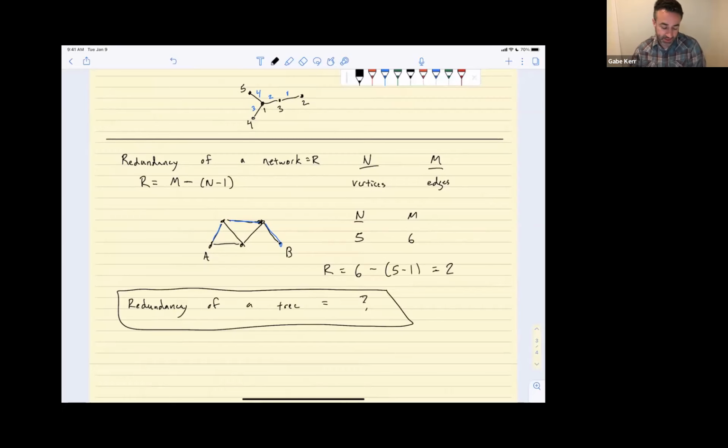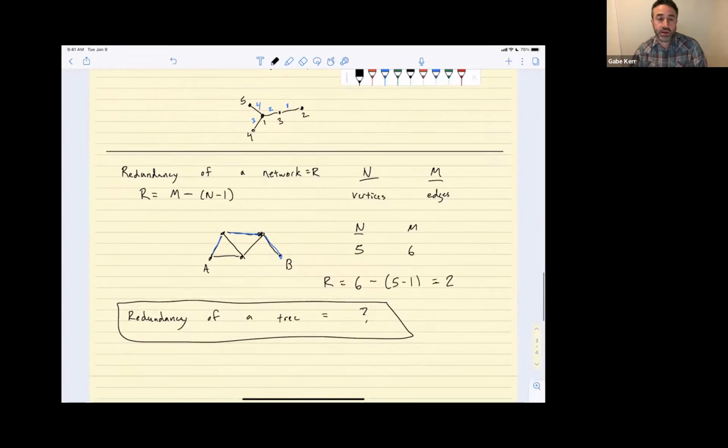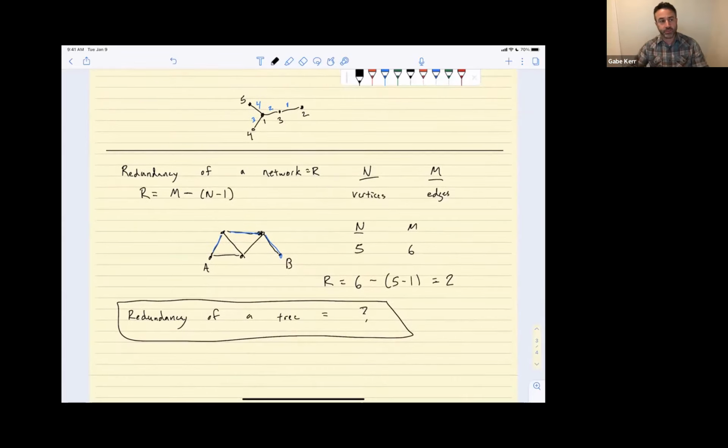All right, so the redundancy, what are we doing here? Let me step back a little bit. We have a network, and we want to define some things about that network, maybe give some numbers that will help us understand qualitatively what's going on. There are a couple of things we can do right away. We can count vertices, that gives us a number, and we can count edges, that gives us a different number.